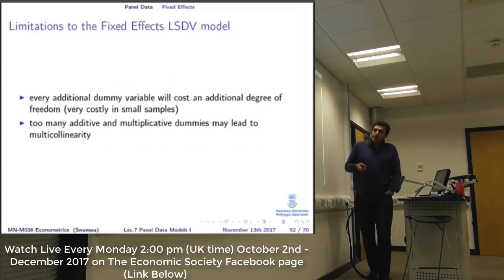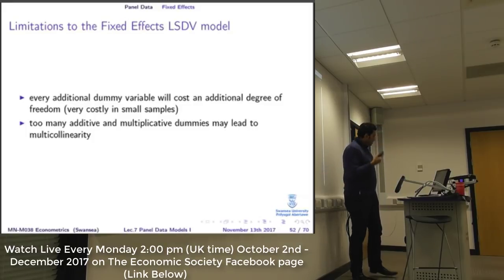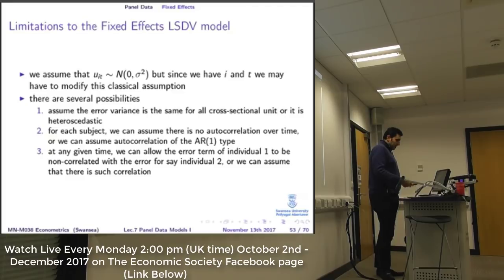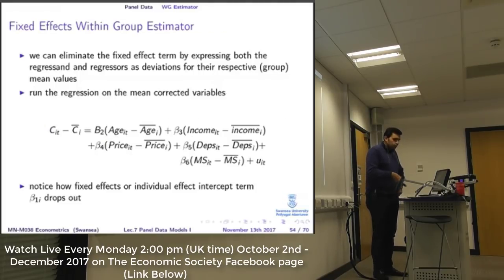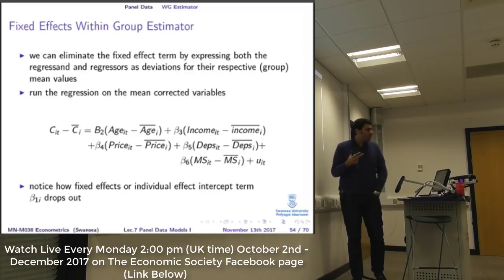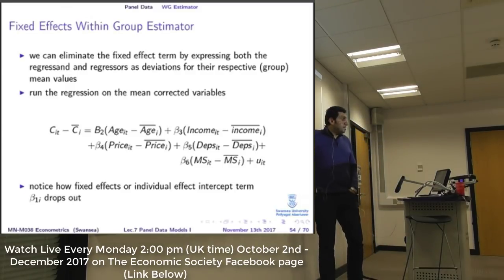We talked about the limitation, because we need to add more dummy variables that cost us degrees of freedom, etc. Now, to do the fixed effect, the within group estimator, is very straightforward. The idea is to demean the variables.